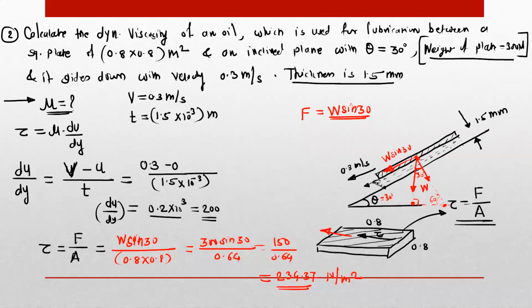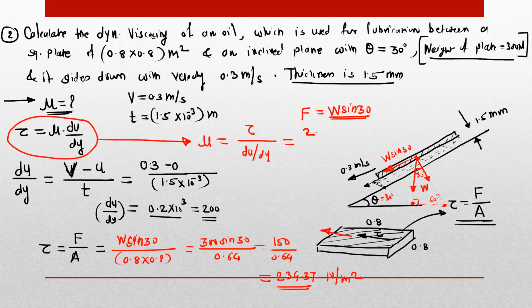And now put the value in this equation. Finally you will get mu is equal to tau upon du by dy. So this is equal to 234.37 upon the du by dy, which is 200. So it is 1.17 Newton second per meter square.